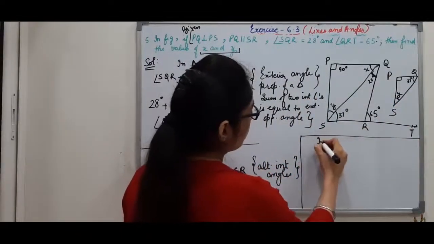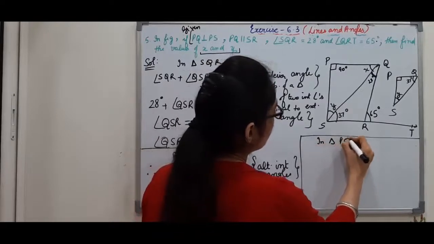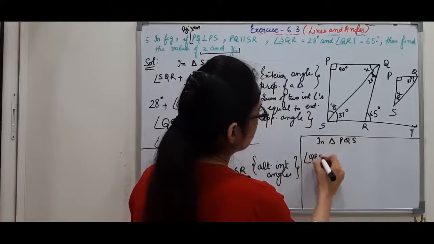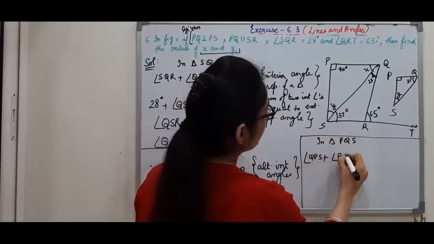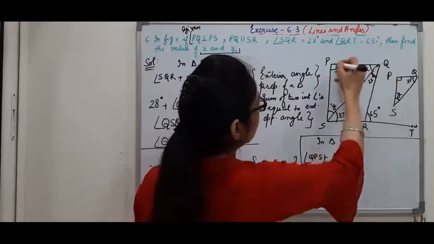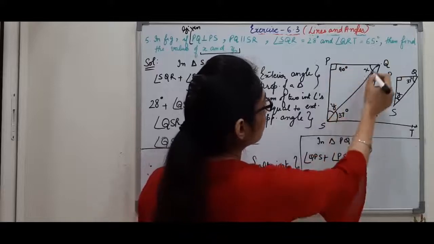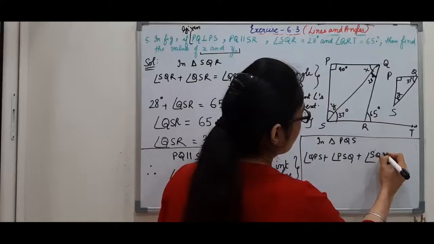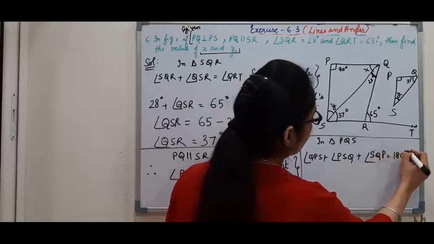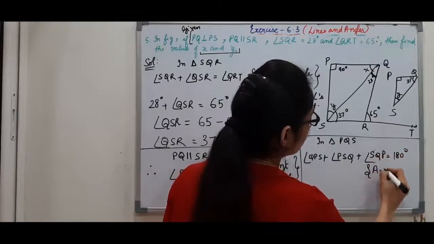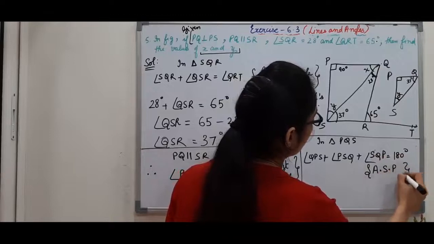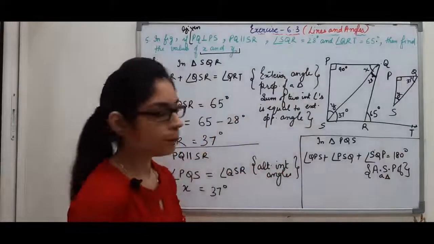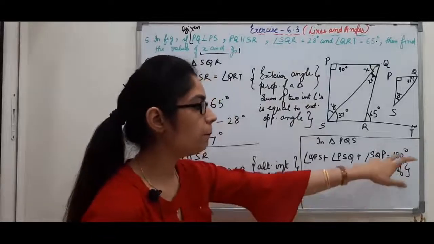So we can start. In triangle PQS, angle QPS plus angle PSQ plus angle SQP is equal to 180 degree. We can mention it is because of angle sum property of a triangle. So you have to mention it completely. I have written it in short, angle sum property.